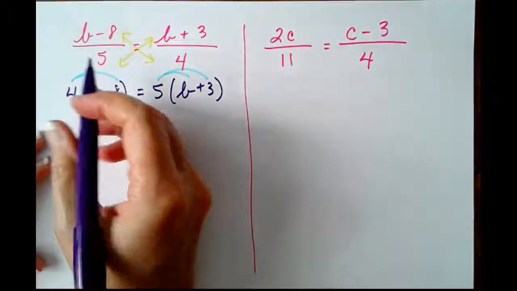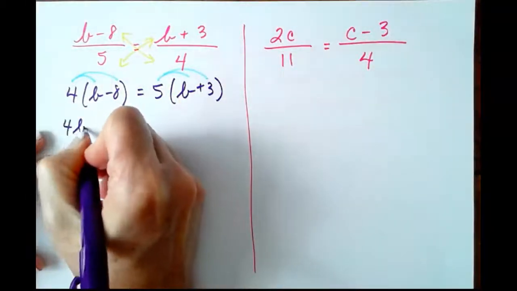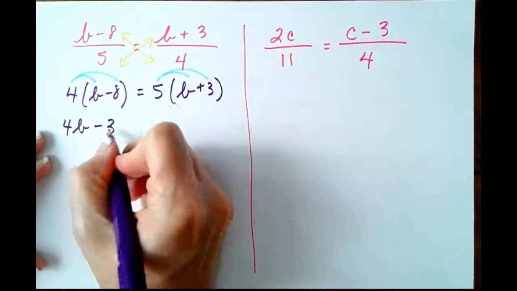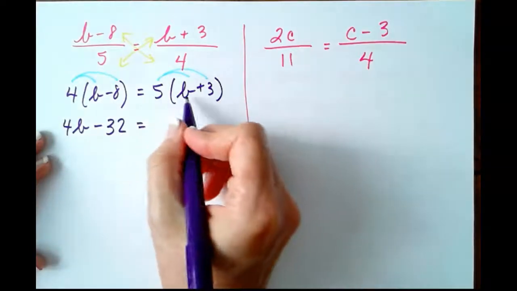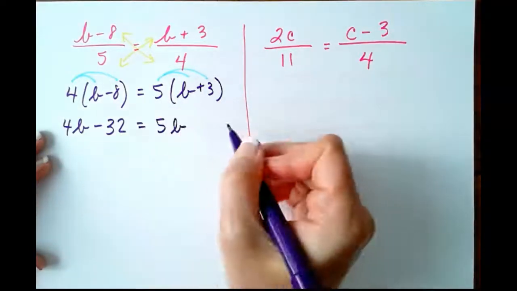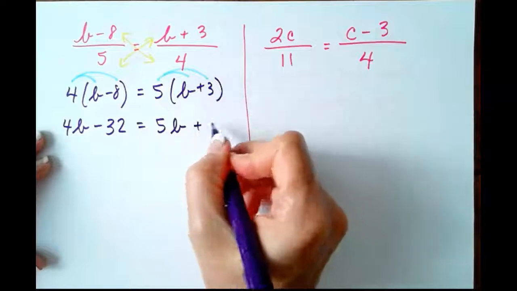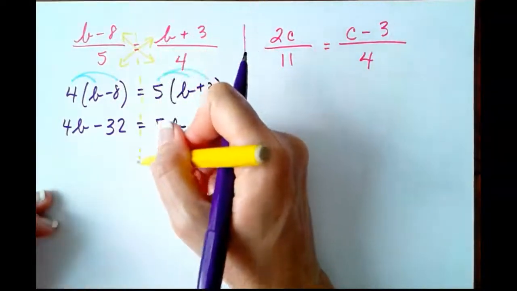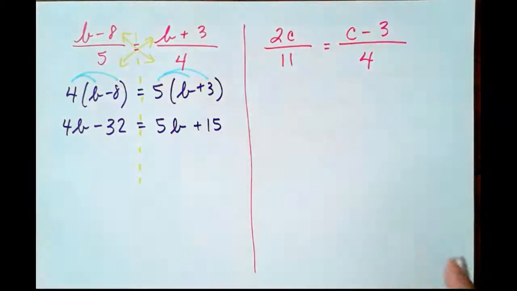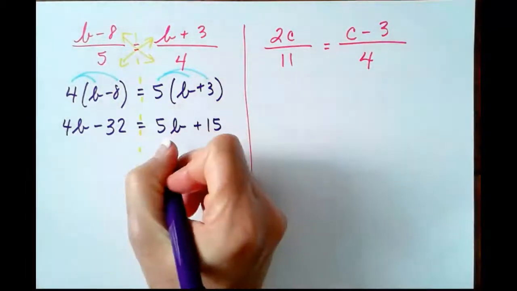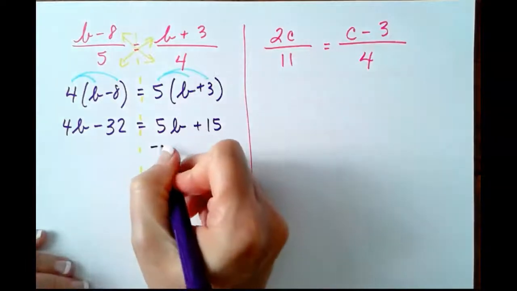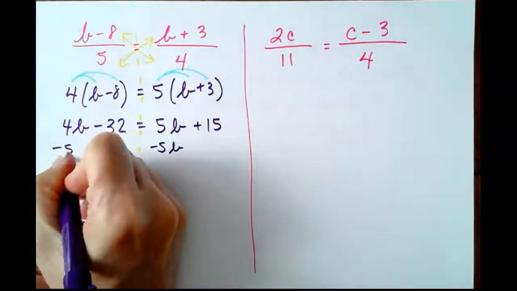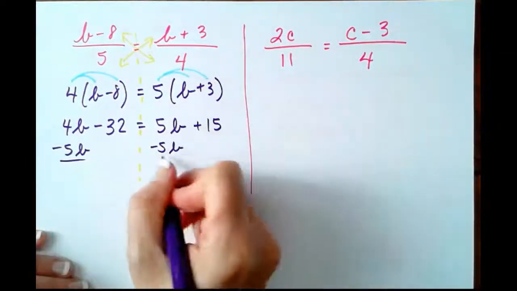So simplify. 4 times b, 4b. 4 times negative 8, negative 32. 5 times b, 5b. 5 times 3, plus 15. I'm still trying to line up my equal signs here. This turns into an equation that needs to be solved. So I am going to subtract 5b from both sides.